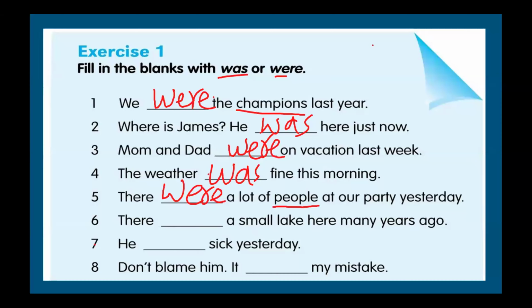Now next one, there was a small lake here many years ago. Yes, there was a small lake, because lake is a singular noun. That's why we are using was over here. Next, he was sick yesterday. Was sick. Very good. It was my mistake. Was my mistake. Very good.